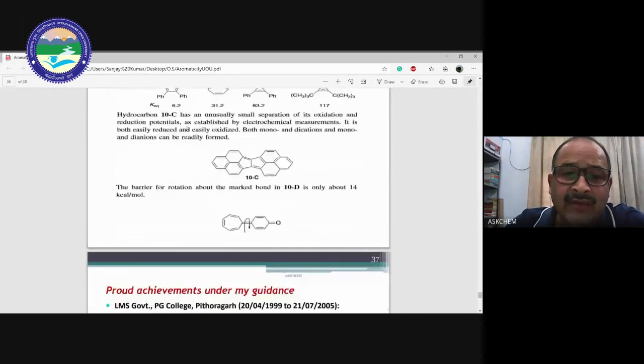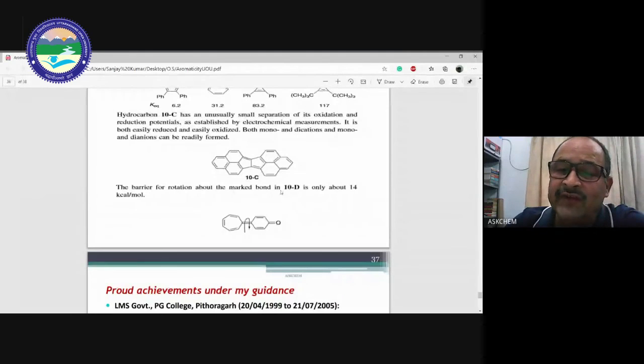Now, this hydrocarbon has an unusually small separation of its oxidation and reduction potential, as established by electrochemical measurement. It is both easily reduced and easily oxidized. Both mono and dication and mono and dianion can be readily formed. Now, this compound is also discussed on the basis of cascading aromatic stabilization or the formation of different resonating structures. You can do it on your own.